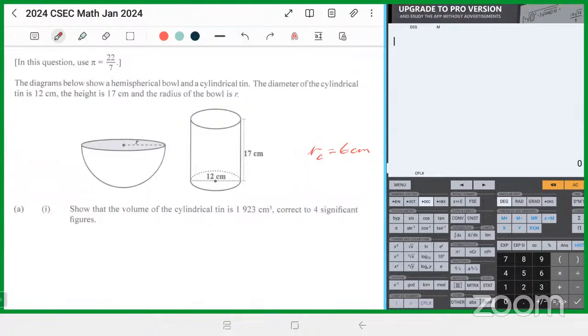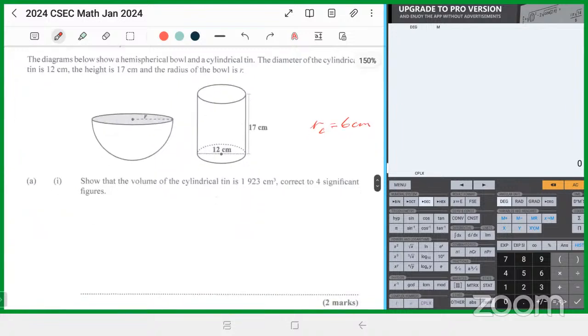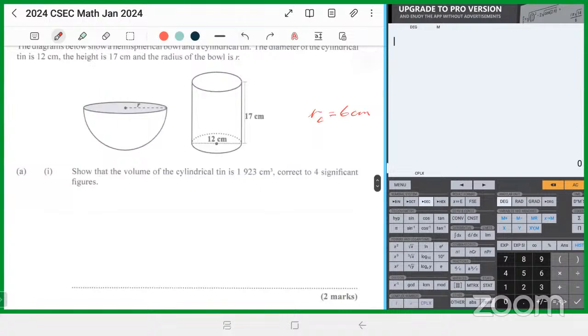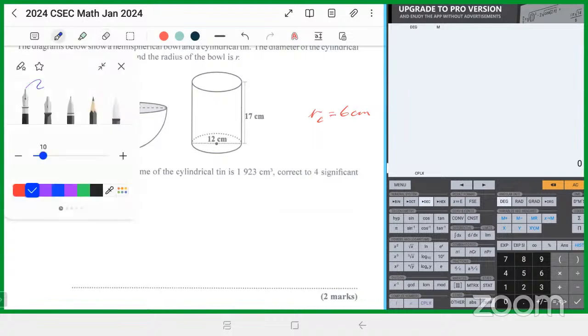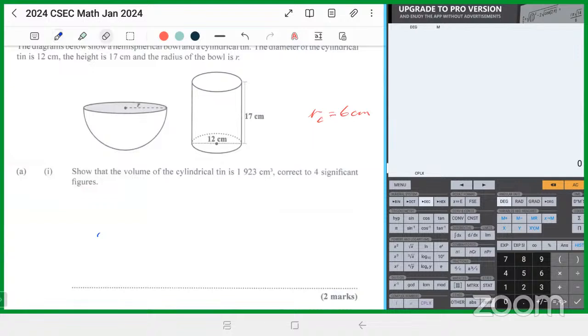It says the height is 17 centimeters. And the first part wants us to show that the volume of the cylindrical tin is 1923, correct to 4 significant figures. So the volume of a cylinder is pi r squared h, which is the area of the base, pi r squared, times the height. This r is the radius of the cylinder, so I'm putting the c on it. The h is the height. This is the cross-sectional area of the base, and this is the height right here.